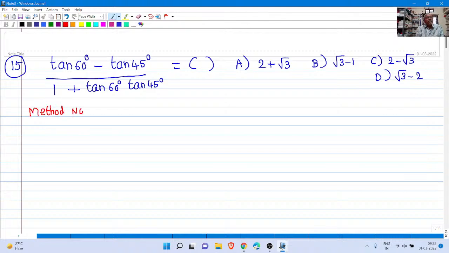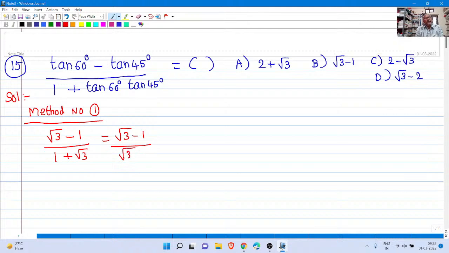So method number 1, this is just high school level. Tan 60 is equal to root 3, minus tan 45 is equal to 1, so root 3 minus 1 by 1 plus root 3 times 1. This can be rewritten as root 3 minus 1 by root 3 plus 1. In 9th class we have studied how to rationalize the denominator.